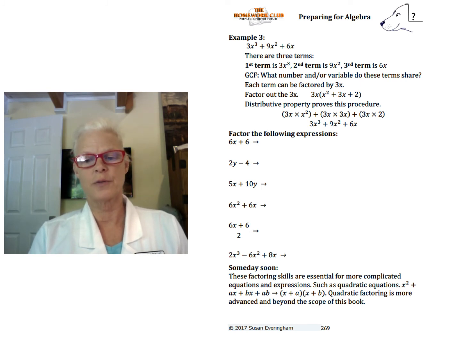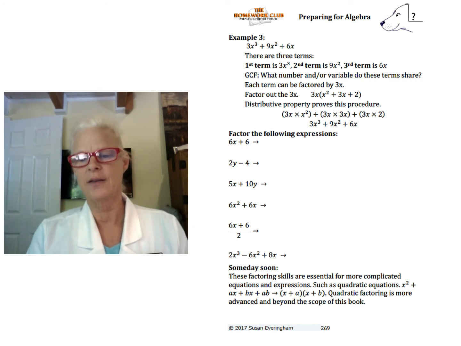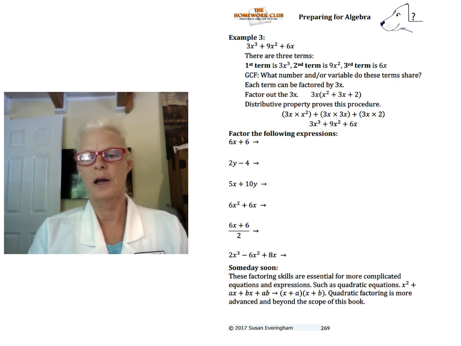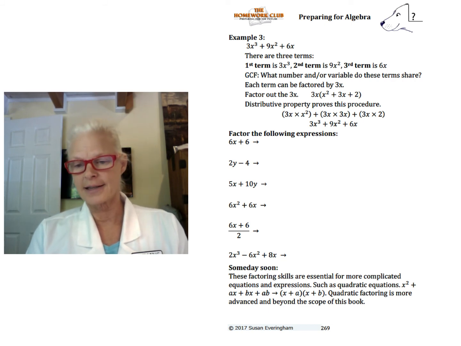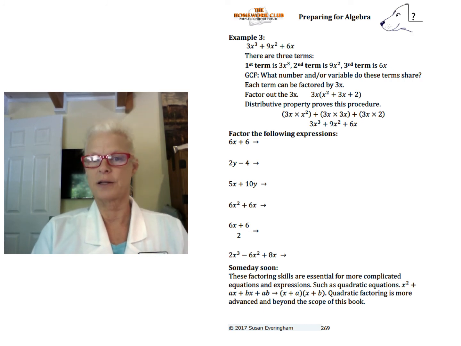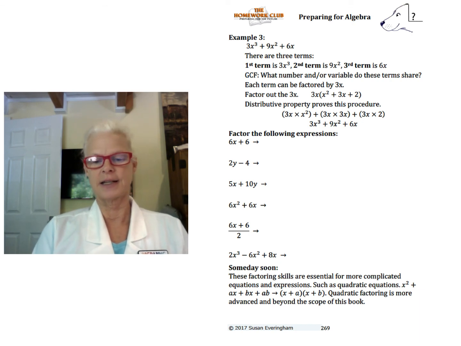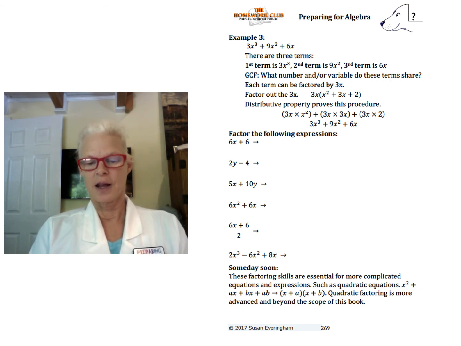So the first term 3x cubed, second term 9x squared, third term 6x. We distribute out the 3x, leaving us with x squared plus 3x plus 2. And with that, we can go on and factor the following expressions. 6x plus 6, that was a very similar one to page 268. And then this one here, where we don't have similar terms, is a lot like 6x squared plus 6x.